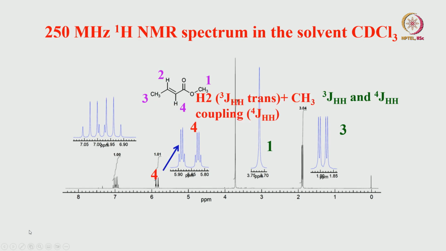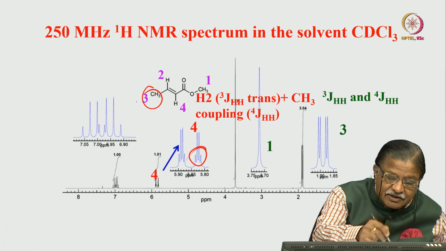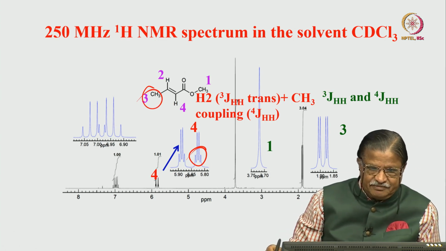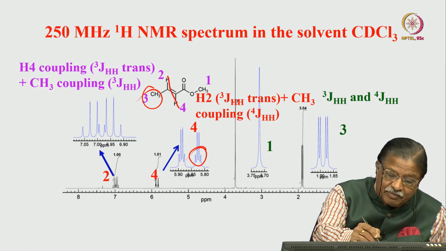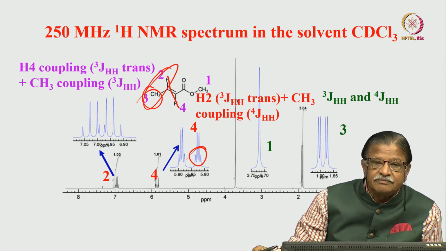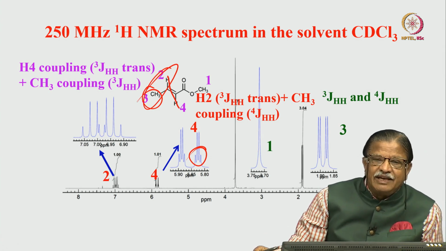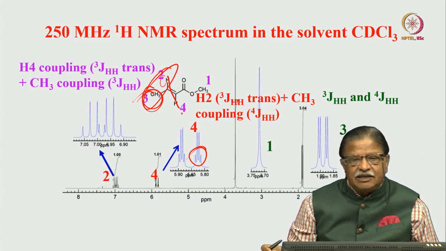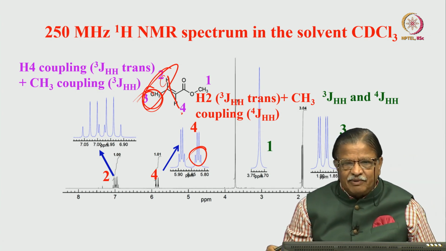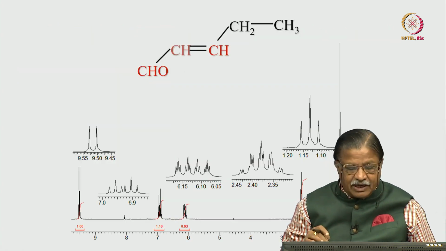Okay. Now we go further, I would say this is proton 4. Why would I say proton 4? This is a very large trans coupling, and then each line of this large doublet is split into a quartet because of this vicinal coupling. Cis coupling is there. And go to this one, proton 2, this is a trans coupling and also geminal coupling here. Very easily, each of them will be a doublet, and further each line of the doublet is split into a quartet because of coupling with CH3. Okay, this is how we can analyze.